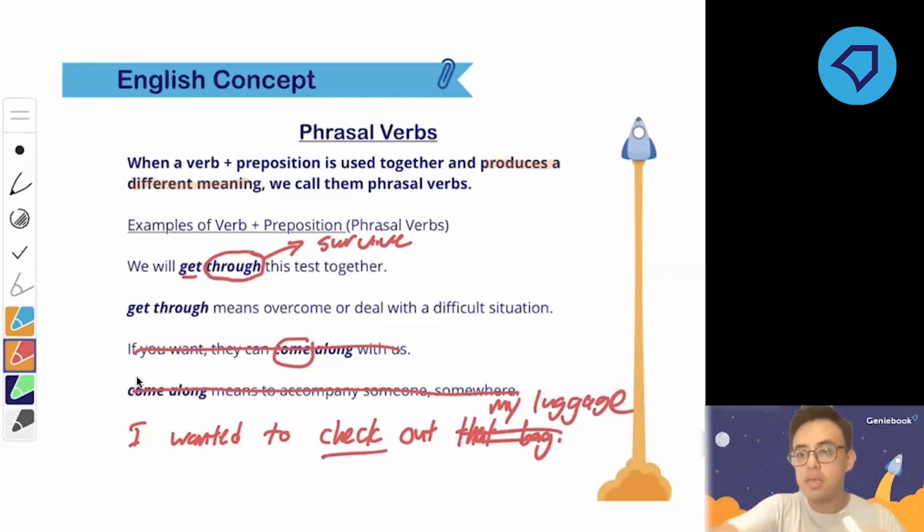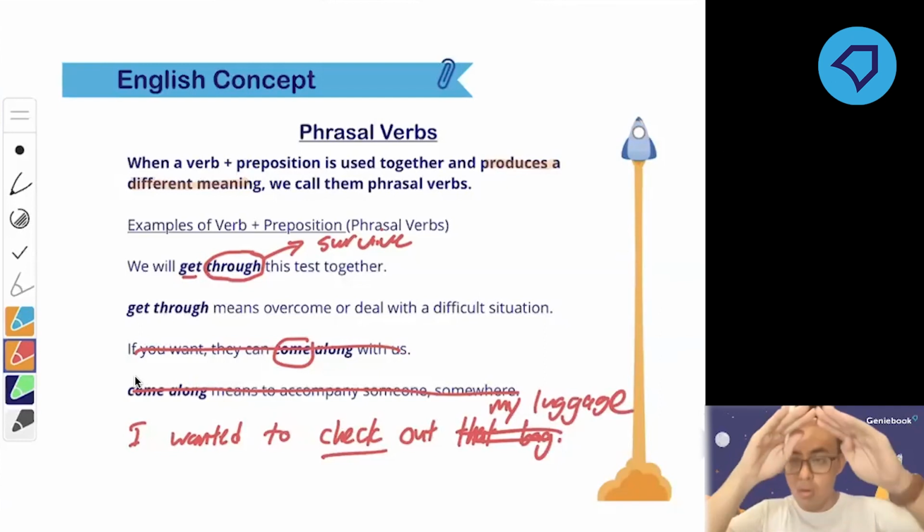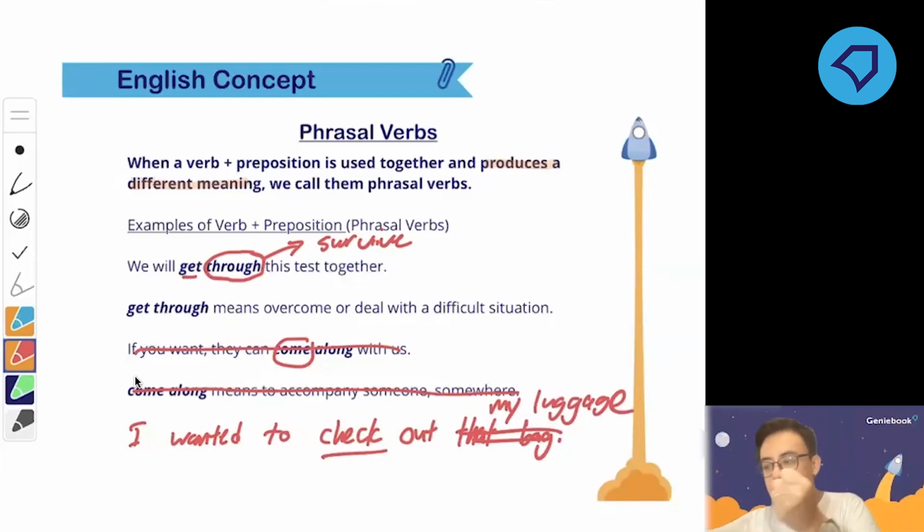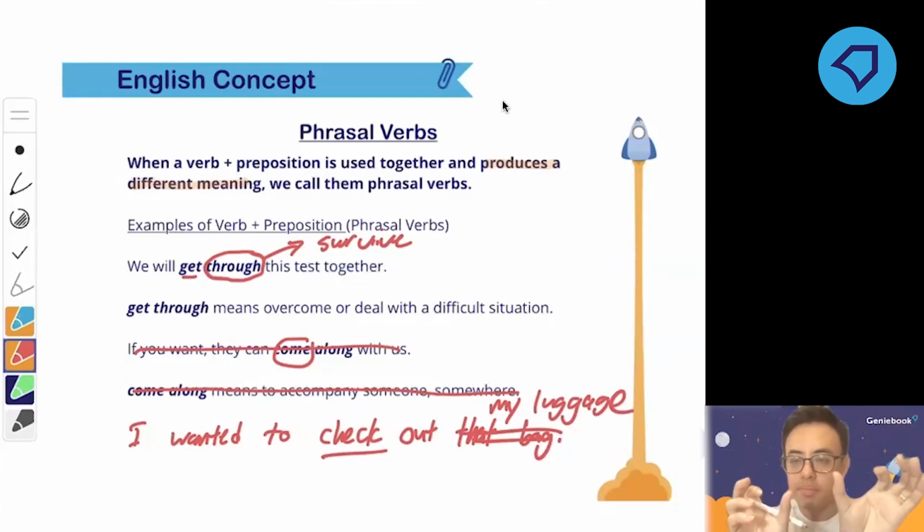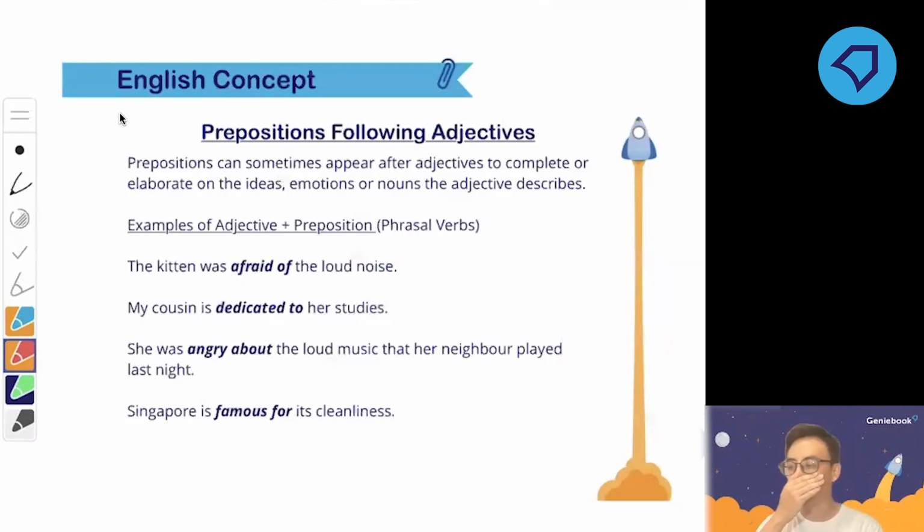To check out means to take it out from the hotel services and put it into somewhere where you are going to go to. That's to check out. Okay, so phrasal verbs, let me just explain it to you quite simply. Phrasal verbs happen when the verb and the preposition used together change the original meaning of the word.